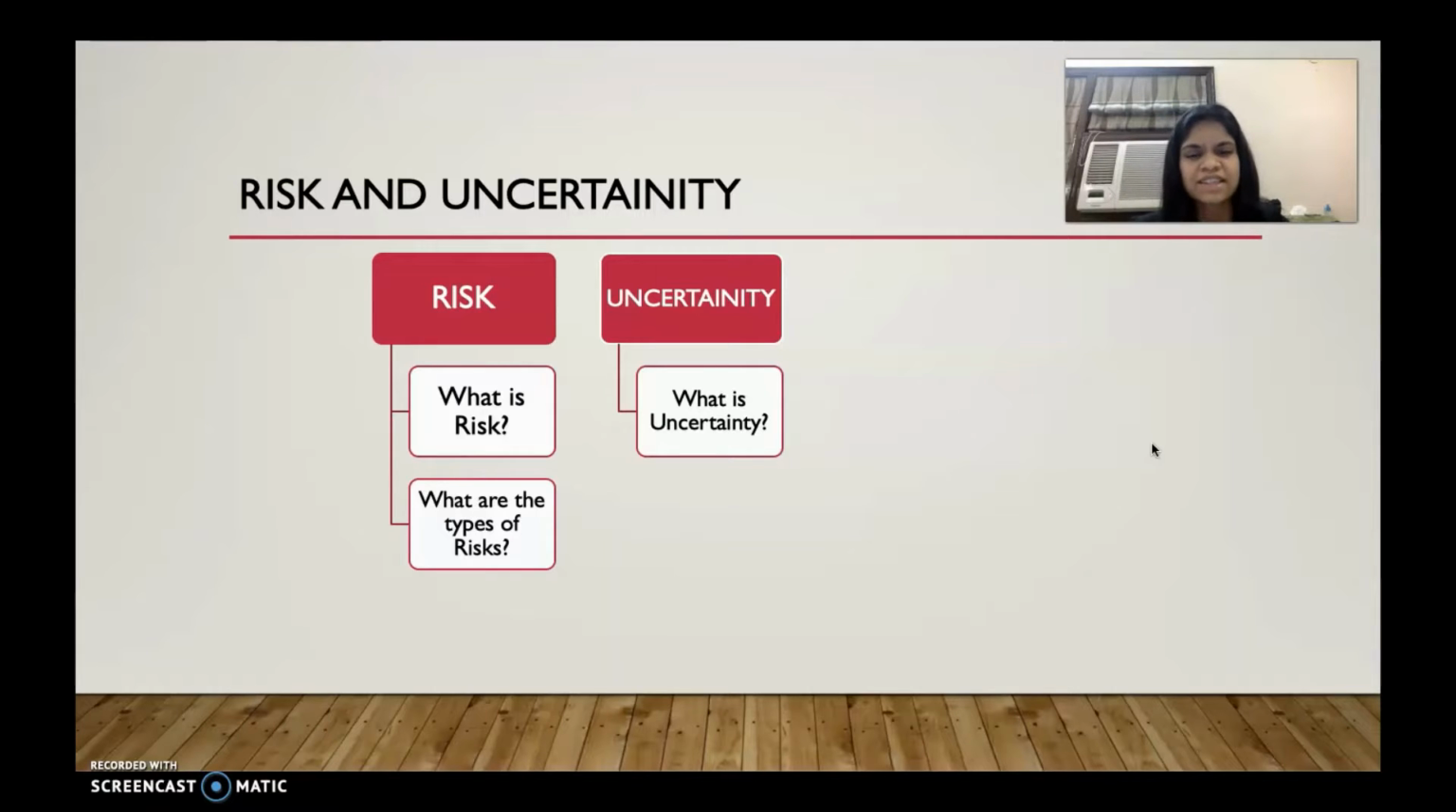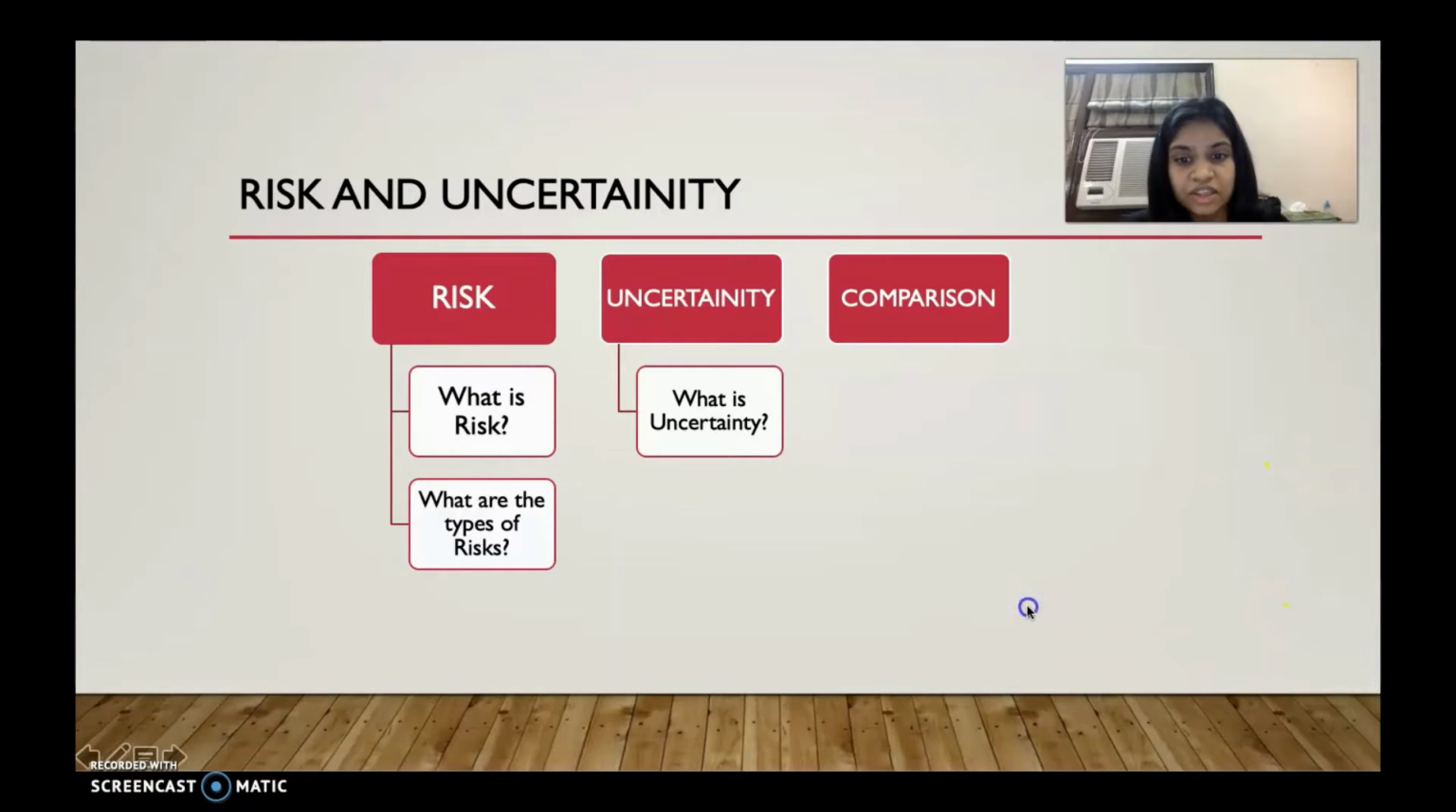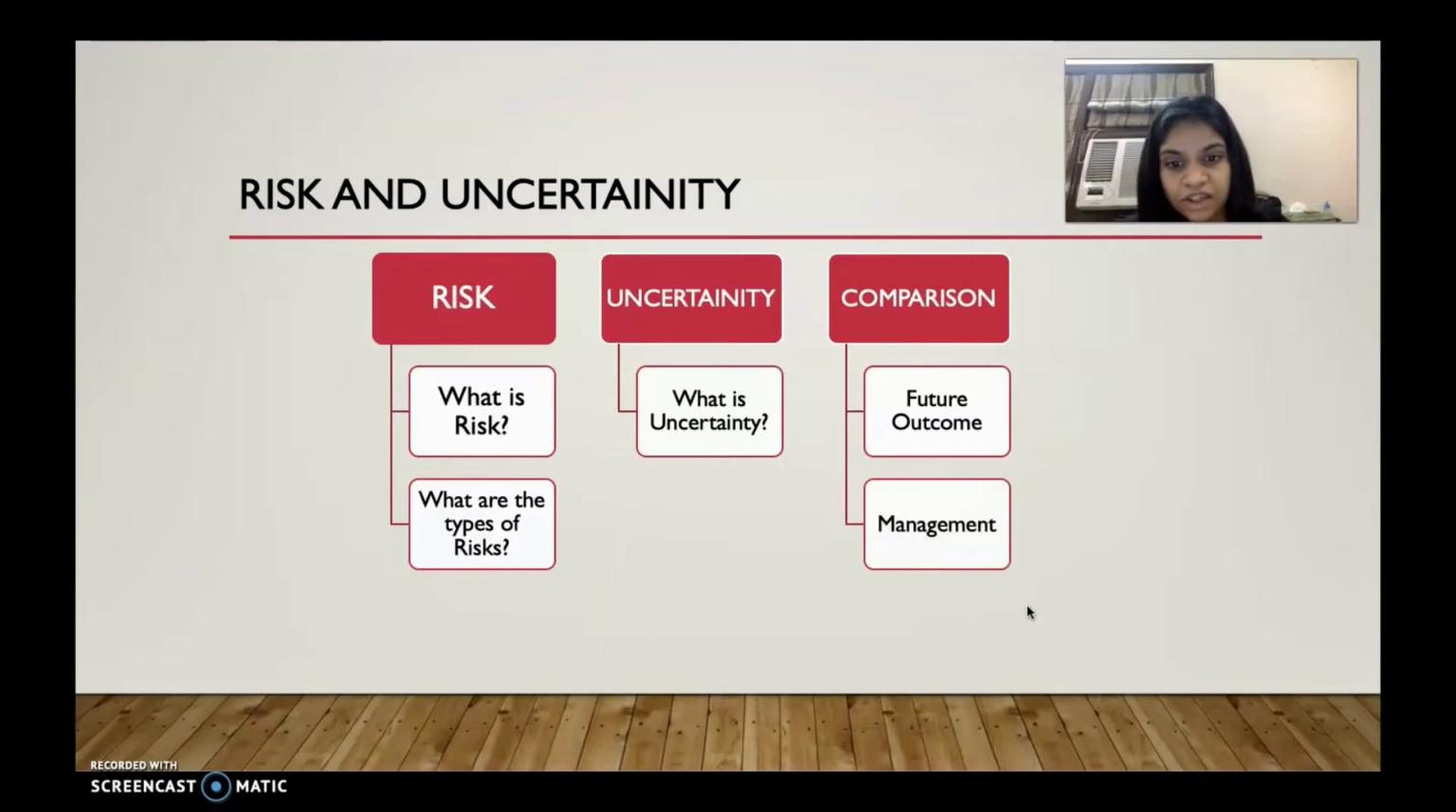In short, risk describes a situation in which there is a chance of loss or damage. Conversely, uncertainty refers to a condition where you're not sure about the future outcomes. A few comparisons between risks and uncertainty are: in risk, the possibility of a future outcome can be predicted, while in uncertainty it can't be. Risks can be managed, while uncertainty is uncontrollable. Risks can be measured and quantified, while uncertainty cannot.